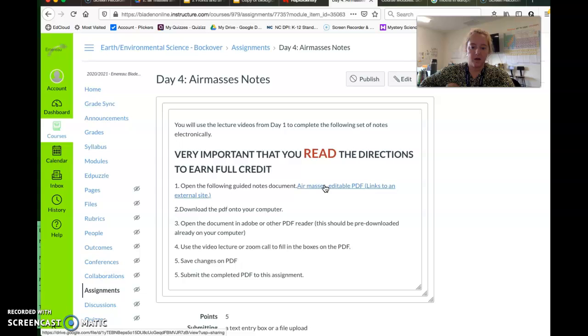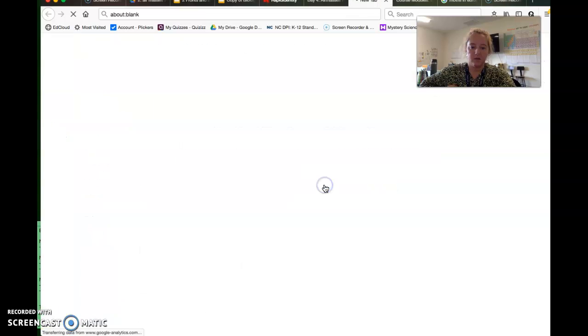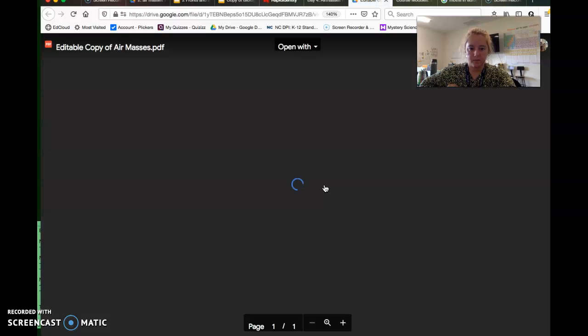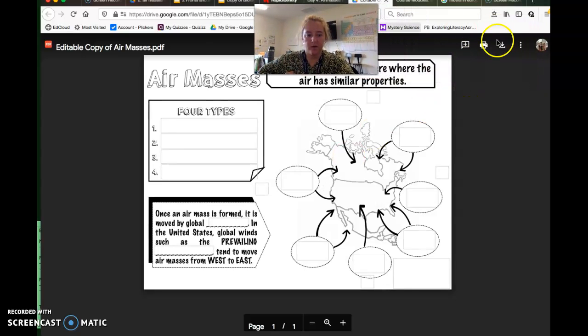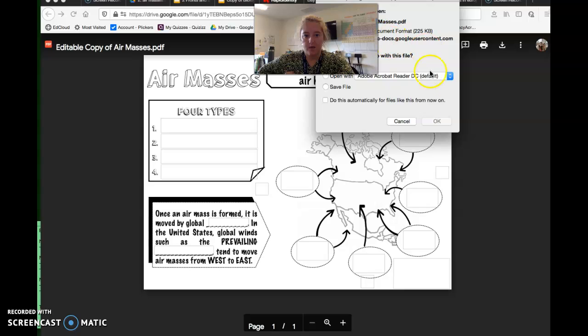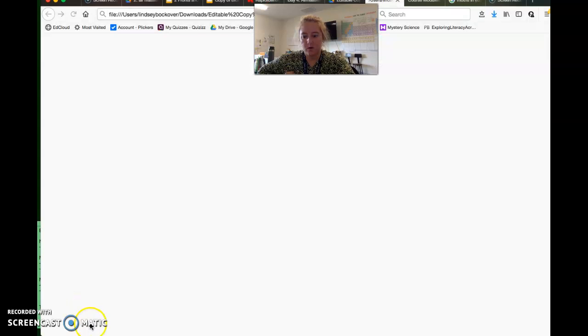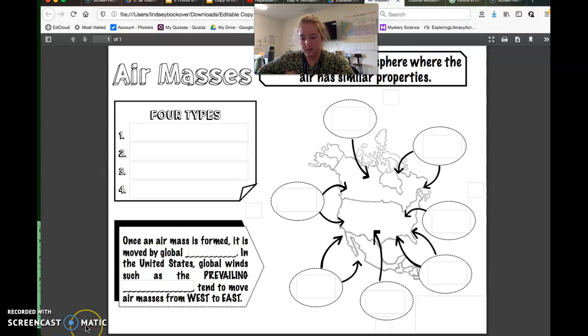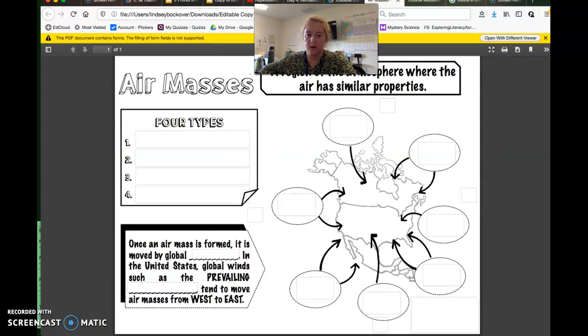Open the following guided notes document. So we'll click the document. You're going to have to go over here to these little dots and it's going to say download. You'll download it, and it will download onto your computer right at the very bottom of your screen. You're going to click that and it'll open up in a page like this where you can actually edit and type in the document.